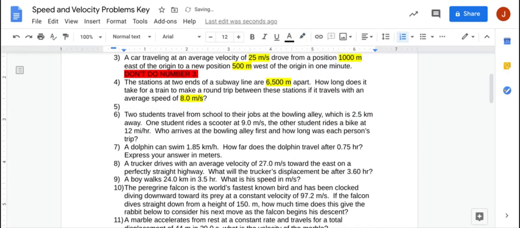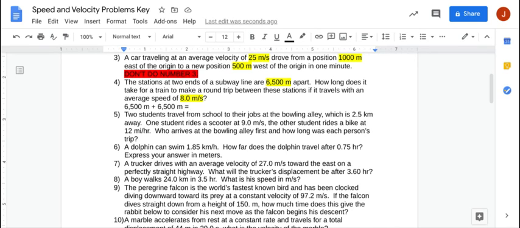Now, I want to point something out here. The stations at 2 ends of the subway line are 6,500 meters apart. This is not your distance, and the reason for that is there's a key word. How long does it take a train to make a round trip? A round trip is going to be that distance twice. So that is what your D is going to be, adding those two together.